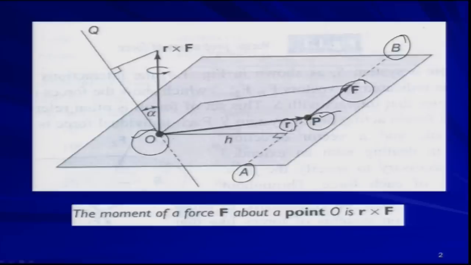R. So the vector cross product of displacement vector R and force vector F will give you the moment of force F. Okay? And that will be acting normal to the plane, whatever plane we are showing here, normal to the plane. Okay? And that will basically follow the right hand thumb rule.